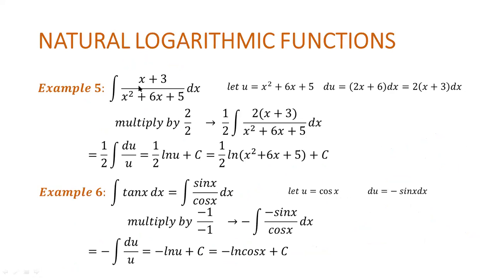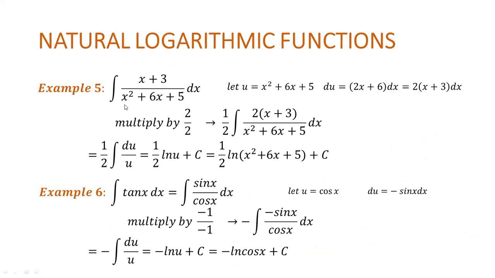Now you have x plus 3 over x squared plus 6x plus 5. This time, the degree of the denominator is higher than the numerator. So there's no need for you to divide. So you just check whether it's possible. If it's not possible, there are other techniques that you can employ later on.